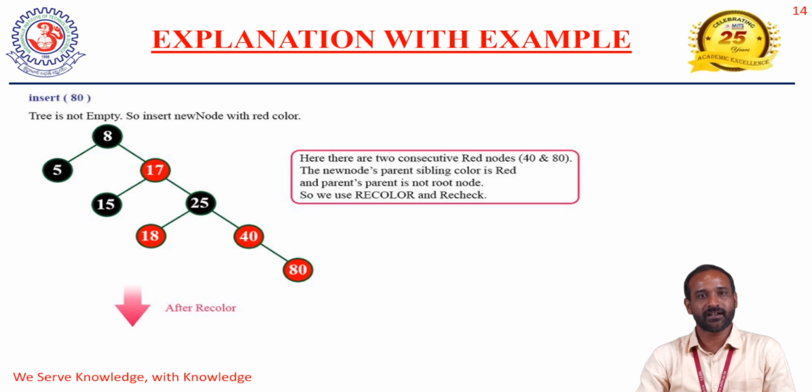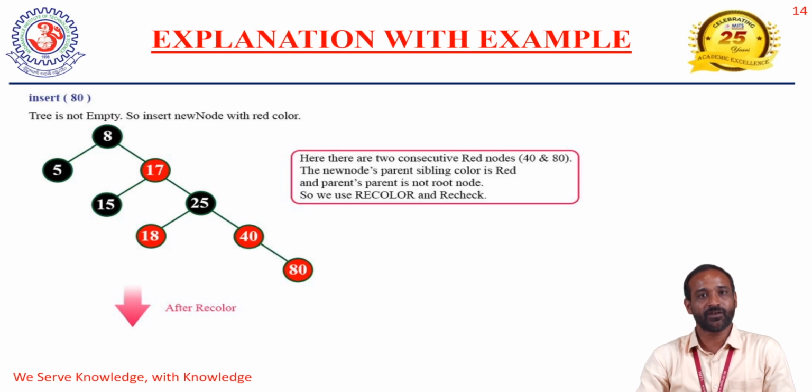On the right side, all the elements are less than 80, so we place it to the right of the last element. That means 40 is the last element, so we place 80 to the right of 40. Even after inserting, again a problem came: 40 and 80 are both consecutive elements with red color. It should not be there.